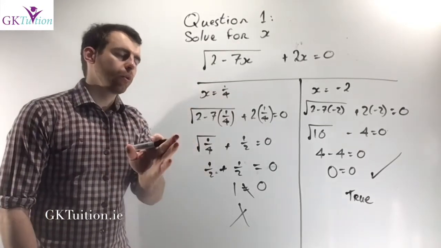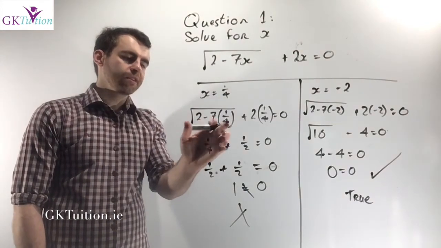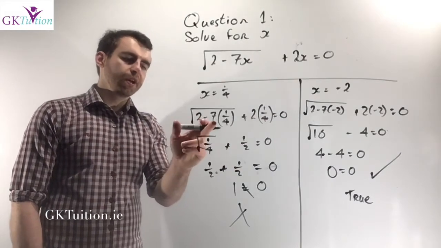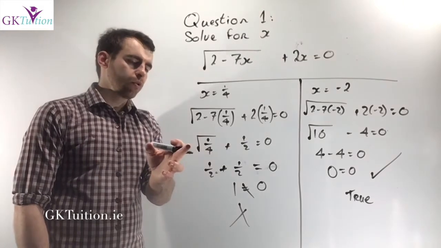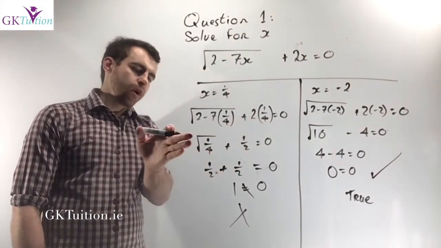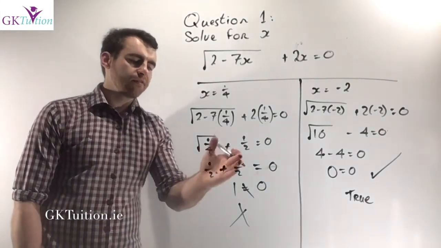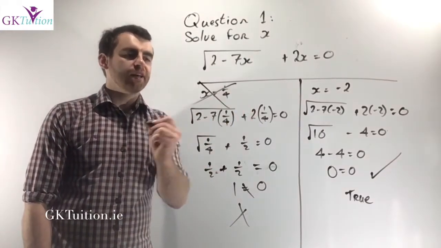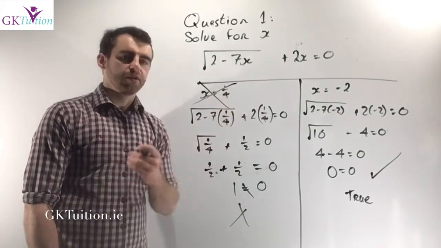If x equals 1/4, the original question would become 2 minus the square root of 2 minus 7 times a quarter plus 2 times a quarter equals 0. 2 minus 7 times 1/4 is simply 1/4. So I have the square root of a quarter plus 2 multiplied by a quarter is a half. And then the square root of a quarter is a half, so I get a half plus a half equals 0. Clearly a half and a half is 1, so in that case that one is not true. I have to eliminate my first answer, which was x equals a quarter. And now I'm going to investigate if the other one is true.